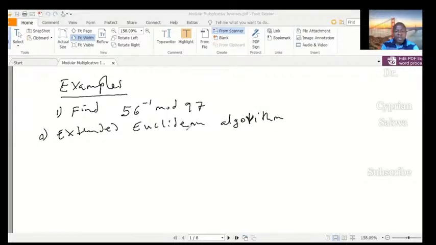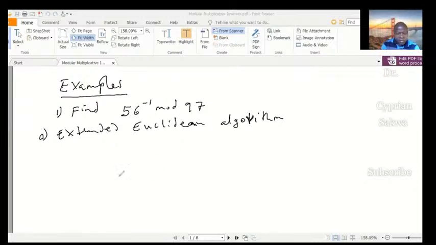Or the extended Euclid's algorithm. Now, for the extended Euclid's algorithm, you look for the GCD of these two numbers, and the GCD of these two numbers is 1 from what I see. The GCD is 1, and so you use long division to find the remainder and then reverse.